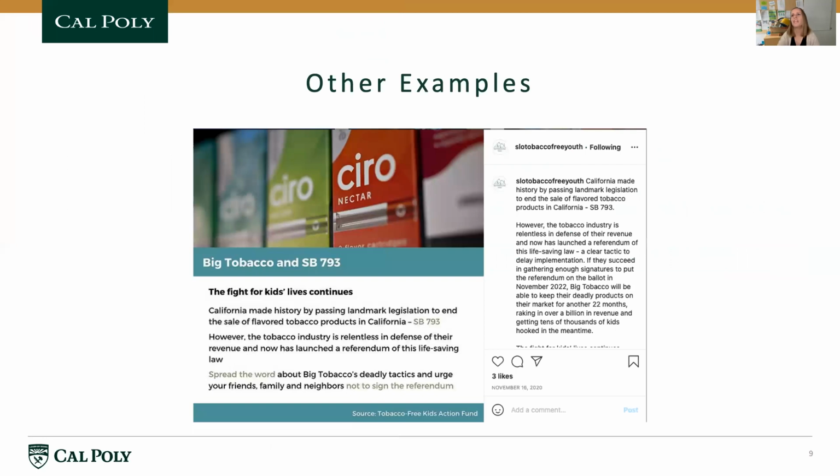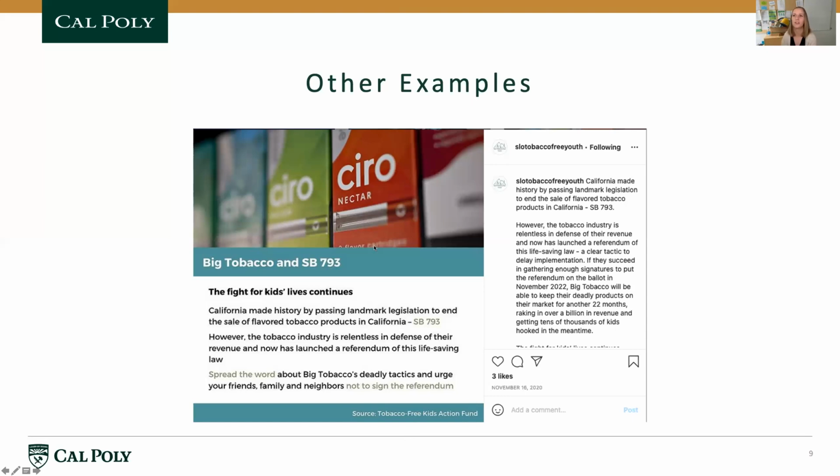Another thing you can do is post on social media or talk to friends too. This is an example from the Slow Youth Coalition. It's related to the flavored tobacco ban that was passed, and now the tobacco industry has gotten enough, well, we'll see soon if they got enough signatures to put it on a vote for state citizens to vote on. But we were just talking about this and about big tobacco.